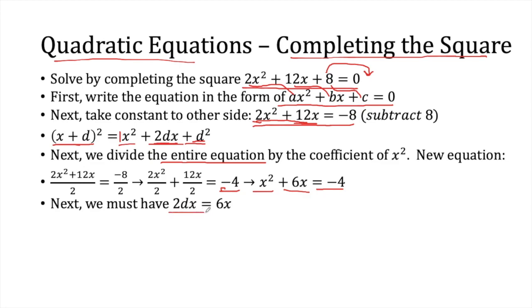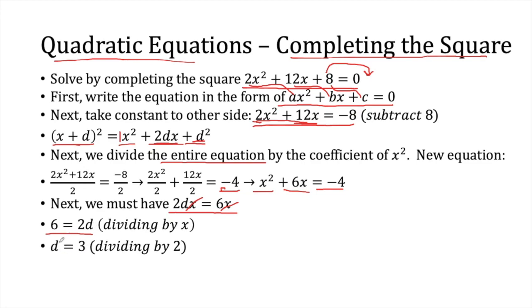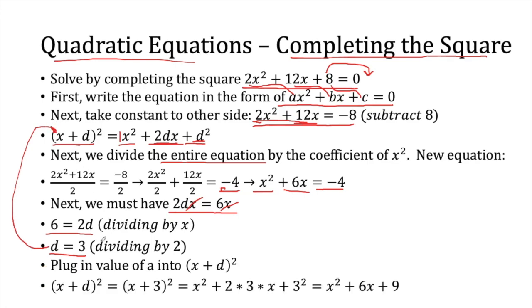So we must have 2dx equal to 6x, and now we can just cancel out x on both sides by dividing by x, and we'll get 6 to be equal to 2d. And now we have to isolate d, and we'll do that by dividing by 2 on both sides to get its coefficient to be 1, which means that d is equal to 3. So now, just like in the previous video, we will put this value of d back into our binomial, and this will give us x plus 3 the whole squared, which is x squared plus 2 times 3 times x plus 3 squared, which gives us x squared plus 6x plus 9.